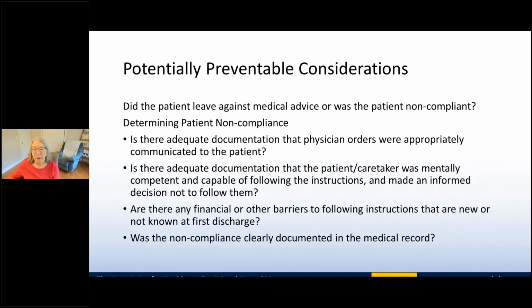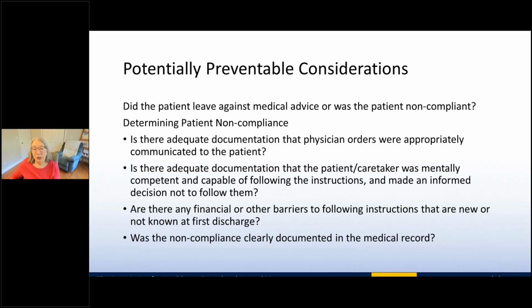If the patient left against medical advice or they were non-compliant, those are not preventable, okay? So how do you determine whether a patient was not compliant with care at home? Is there adequate documentation that physician orders were appropriately communicated to the patient? Is there adequate documentation that the patient or caretaker was mentally competent, capable of following the instructions, and they made an informed decision not to follow them?